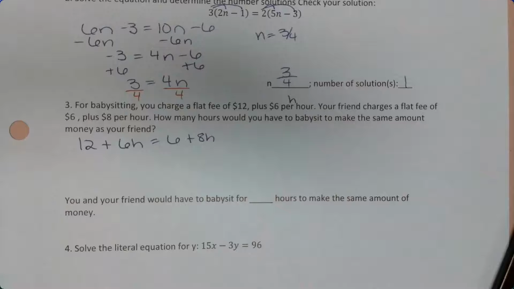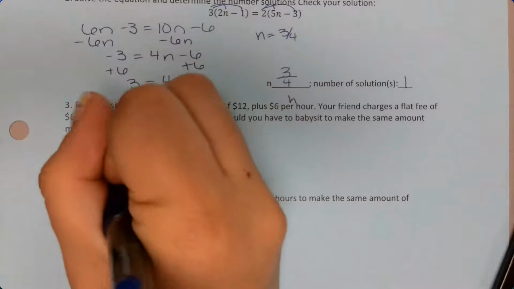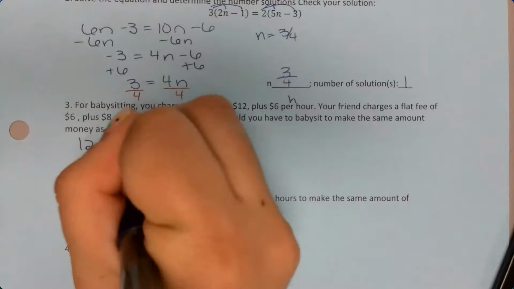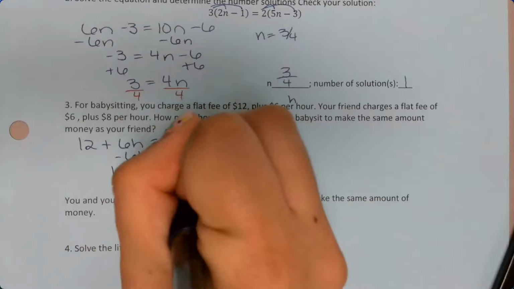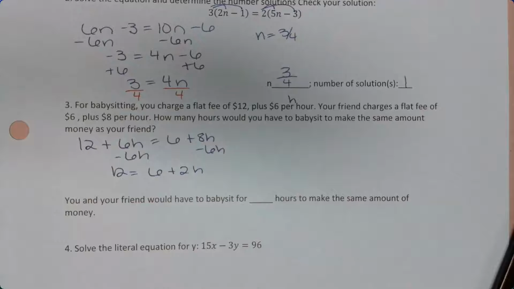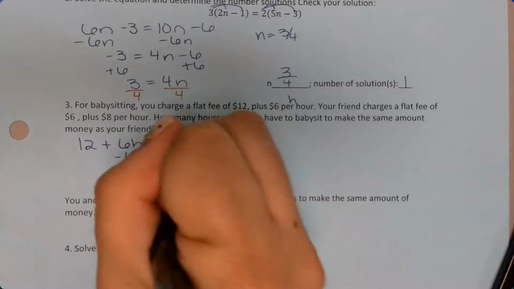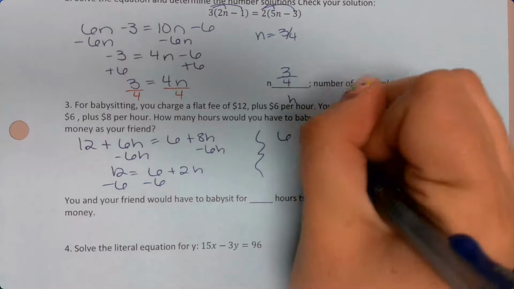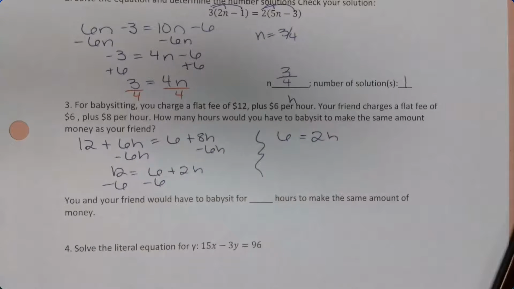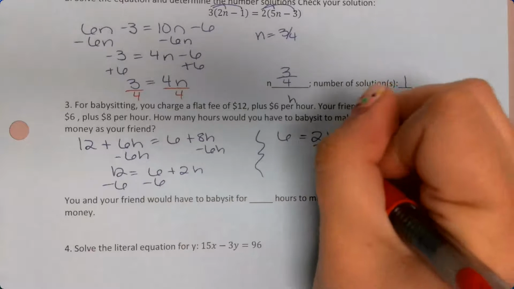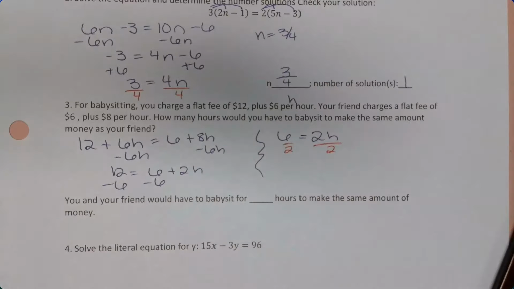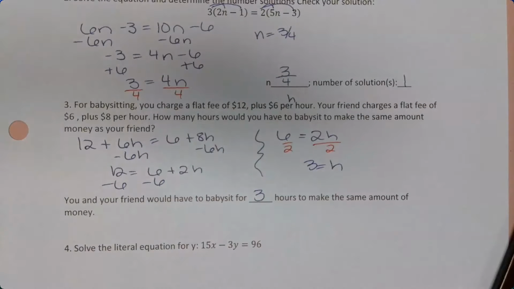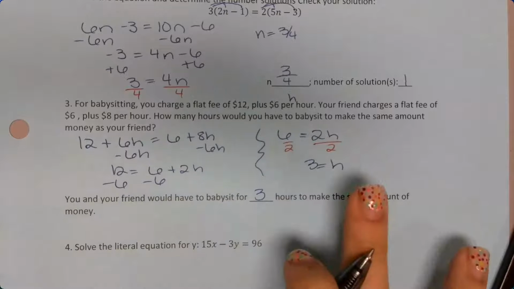I have this set up, so I'm going to start off by getting all of my variables over to the same side. I'm going to subtract 6h on both sides. This gets me 12 equals 6 plus 2h. Then I want to get all of my numbers on the same side, so I'm going to subtract 6 on both sides. This gets me 6 equals 2h. Then I want to get rid of that number in front of the variable, which remember I want to divide by. So that is going to give me 3 equals h. So I need to babysit for 3 hours in order to make the same amount of money.